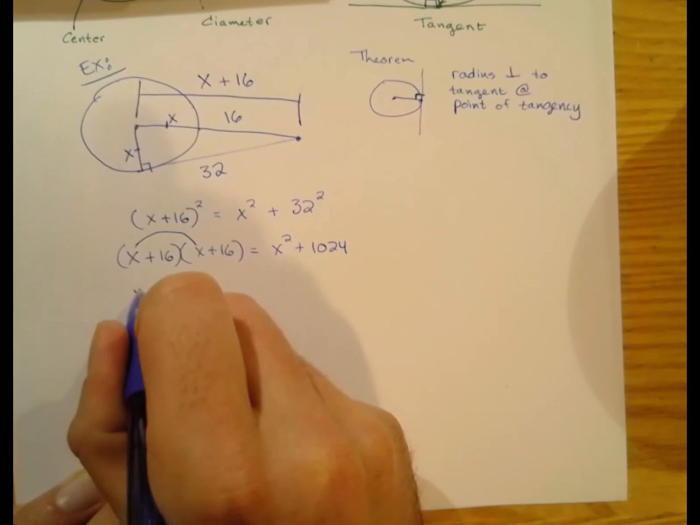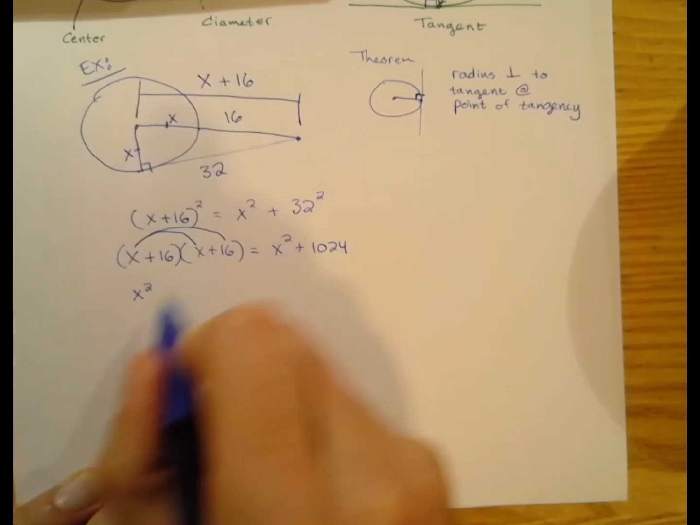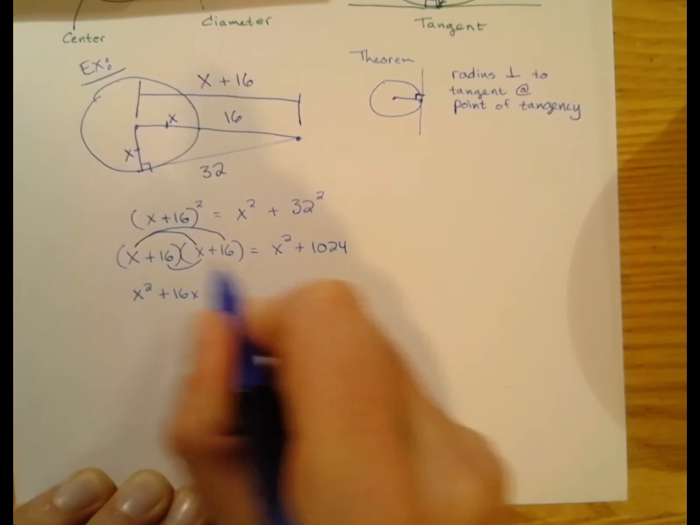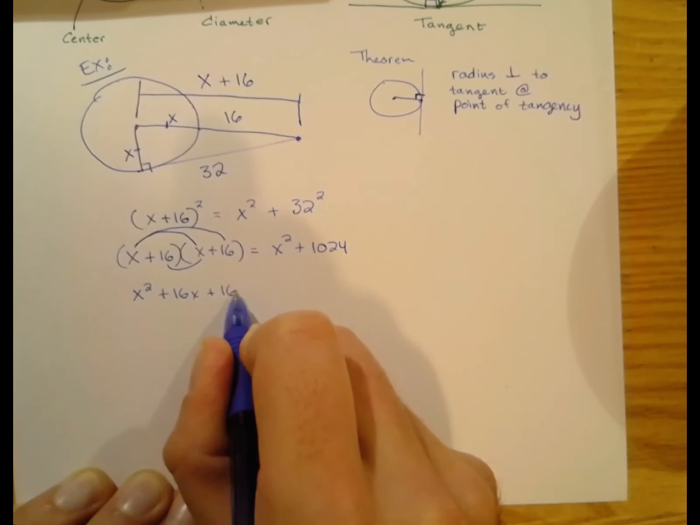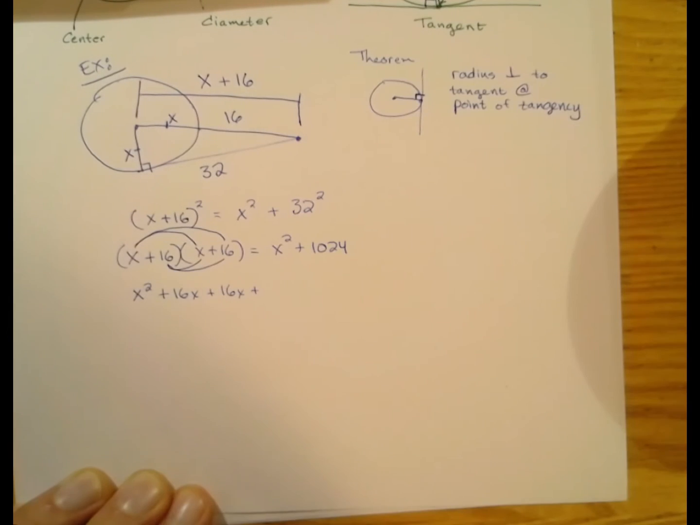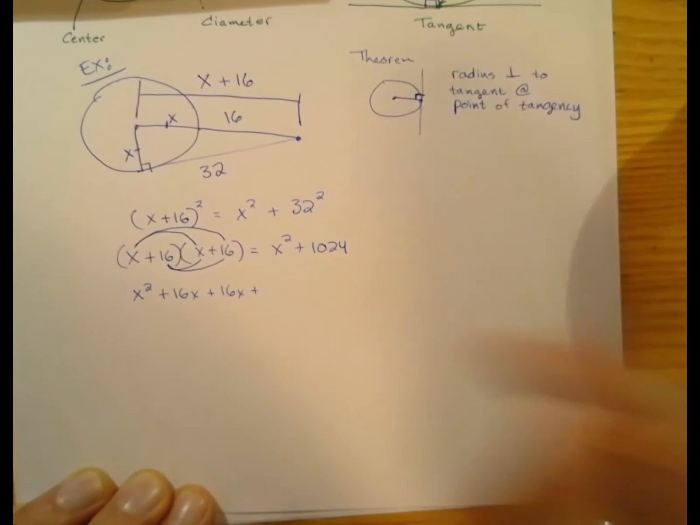So x times x is x squared. And then we have the outer, x times 16. And we have the inner, 16 times x. And then we have the last, 16 squared, which I believe is 256. Let me just double check. 256.